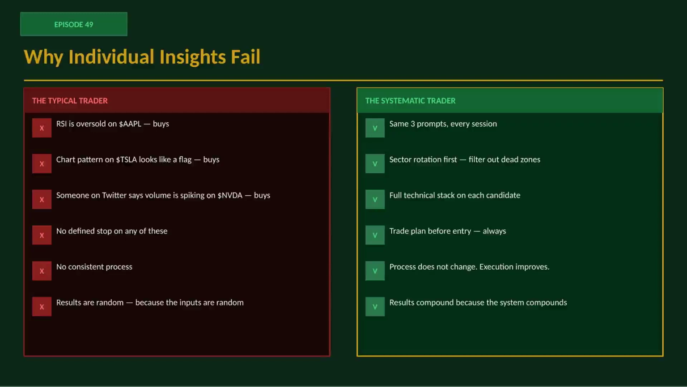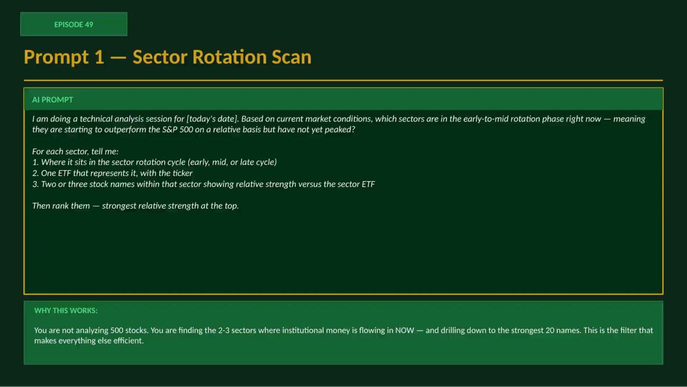The first prompt finds where to look. There is no point analyzing a stock in a sector that is being sold off by institutions. You want to be in the sectors where money is flowing in, not out. Here's the prompt. I'm doing a technical analysis session for today's date. Based on current market conditions, which sectors are in the early to mid rotation phase right now, meaning they are starting to outperform the S&P 500 on a relative basis, but have not yet peaked.